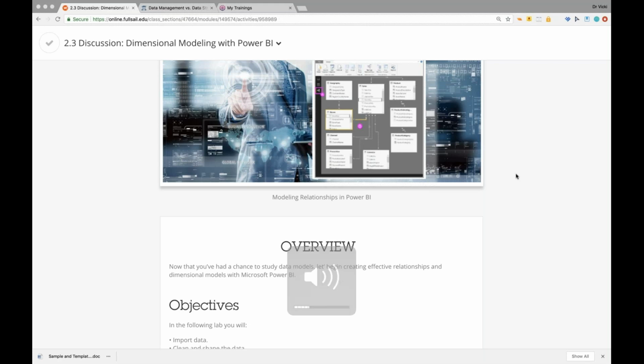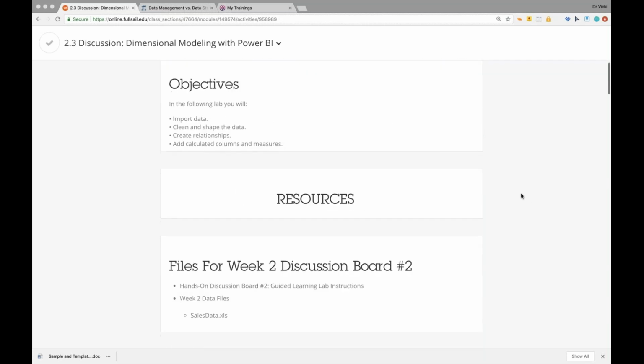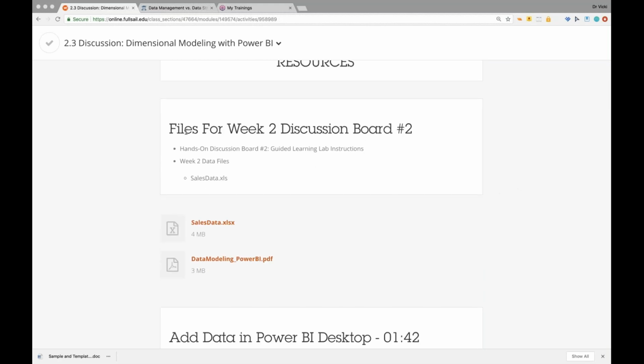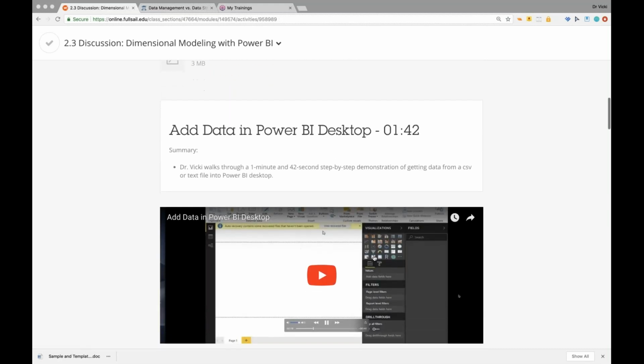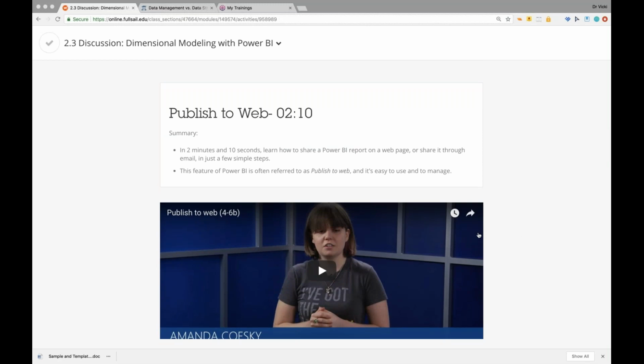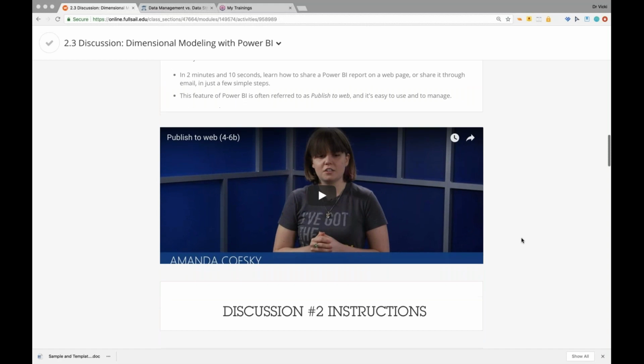So this next discussion, the second discussion, will be building a dimensional model in Power BI. I've got the files here that you can use. This is the sales data, which is in an Excel spreadsheet, and then the data modeling instructions. And I've got a video here that's 1 minute long that shows you how to pull the data into Power BI to refresh your memory, and how to publish your end work to the web so that you can share it.